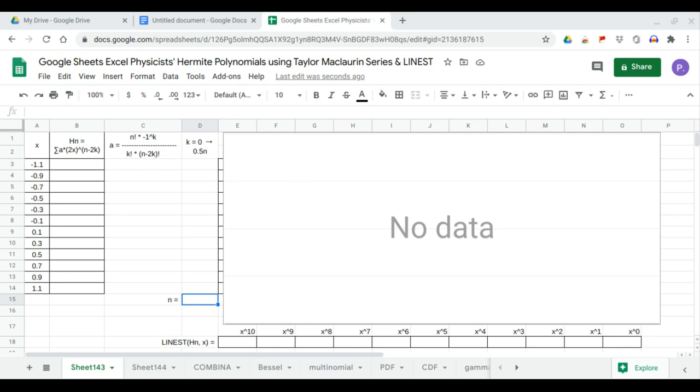In this video, we'll generate the trend line of the physicist Hermite polynomials using Taylor-Maclaurin SERIESSUM and LINEST polynomial regression.